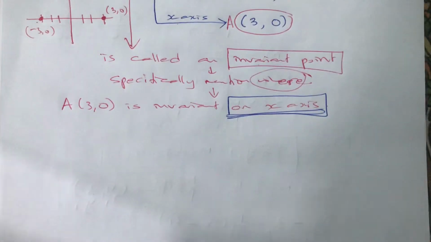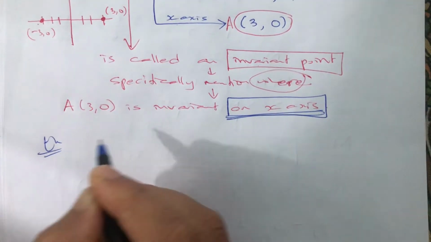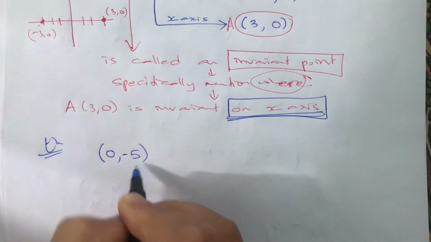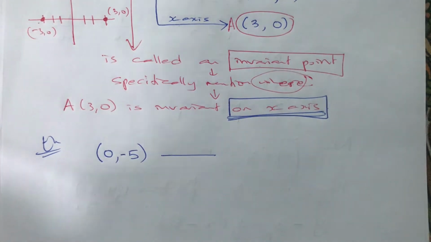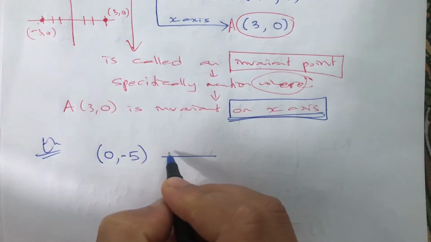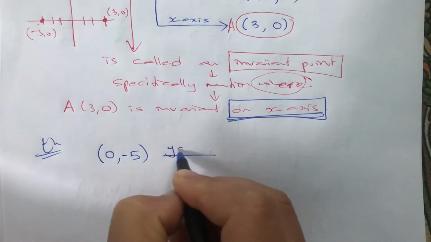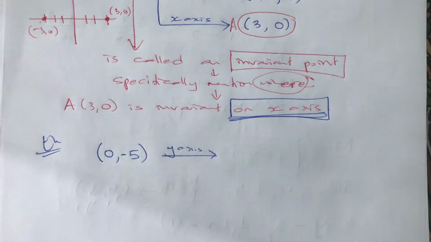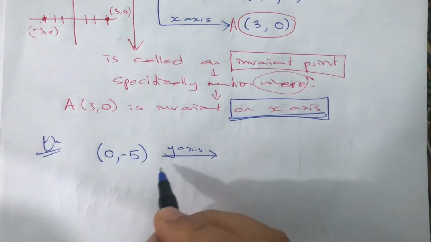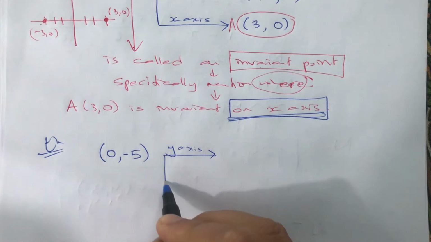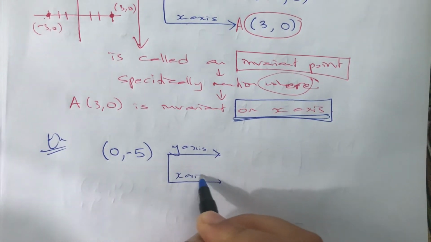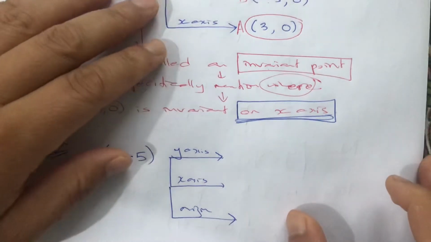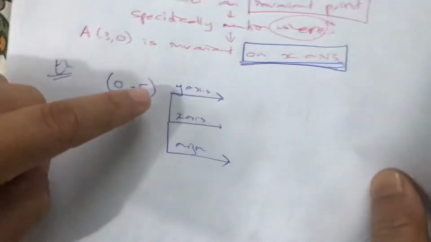So let me give you another example. Let's say I take another point, (0, -5), supposing. Now I reflect this on the y-axis, and then I reflect this on the x-axis, and I reflect this again on the origin also. So all of them I'm reflecting just like the previous one: y-axis, origin and x-axis.